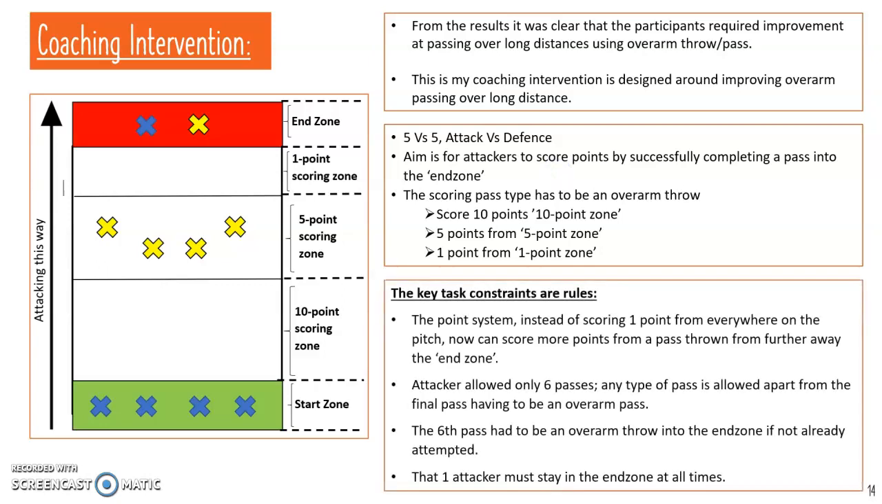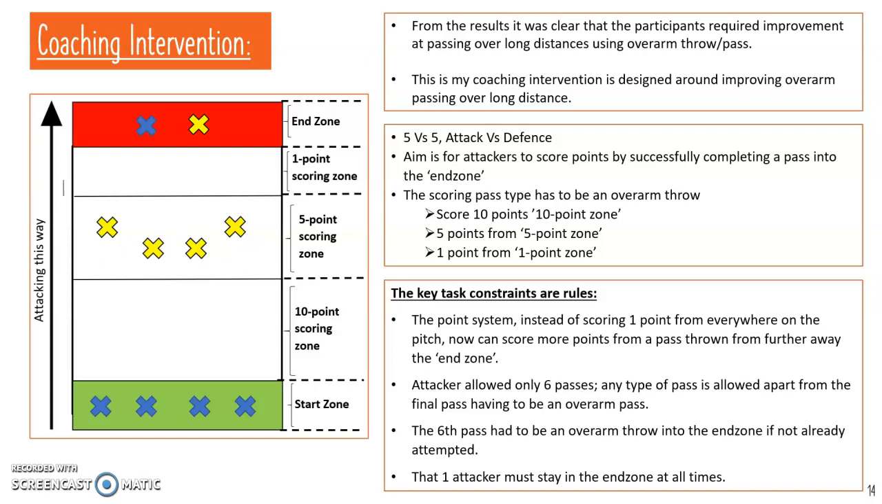So, the key task constraint rules are the point system. This is instead of scoring 1 point from everywhere on the pitch like a normal game, now we can score more points from a throw which is thrown from further away in the end zone. Attackers are allowed 6 passes. Any type of pass is allowed apart from the final pass, which has to be an overarm pass, so a scoring pass. The 6th pass has to be an overarm thrown into the end zone if not already attempted, and one attacker must stay in the end zone at all times.